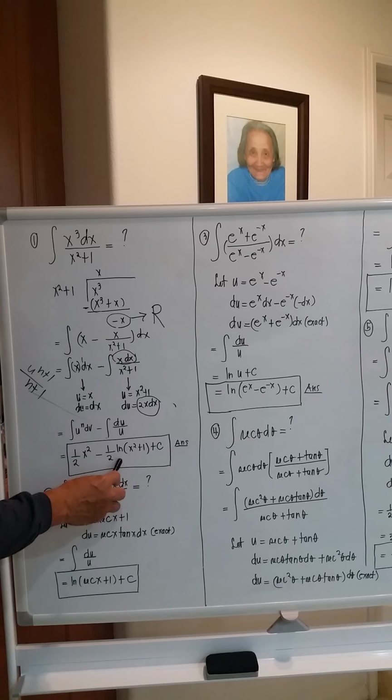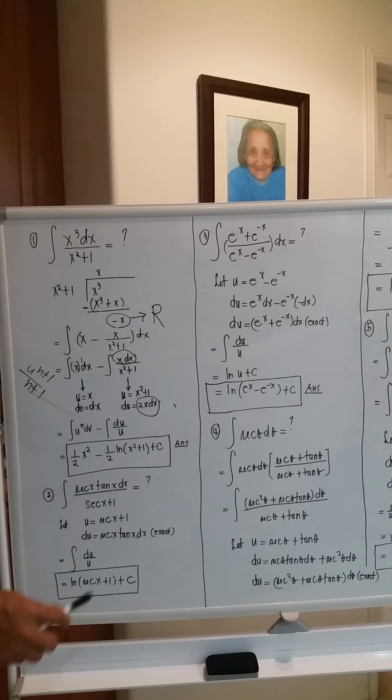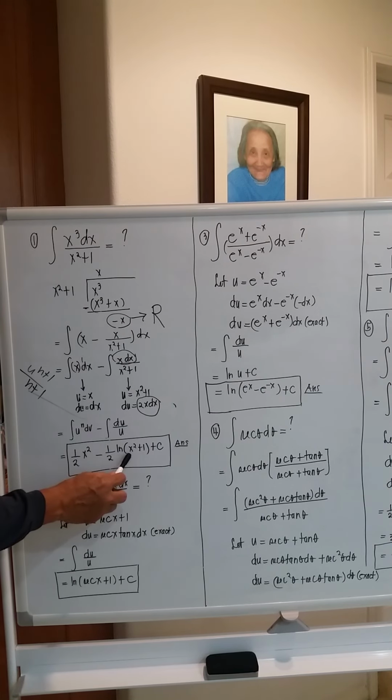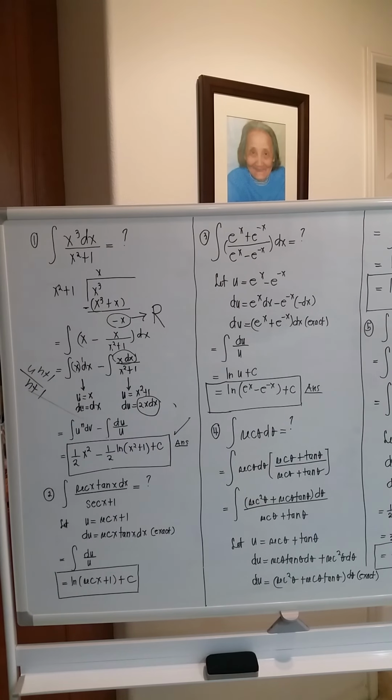The natural log of u, but what is u on the second one? It is x squared plus 1. This is plus c. Final answer: 1/2 of x squared minus 1/2 of the natural logarithm of the quantity x squared plus 1, closed quantity, plus c. That's the final answer. Okay, that's problem number 1.